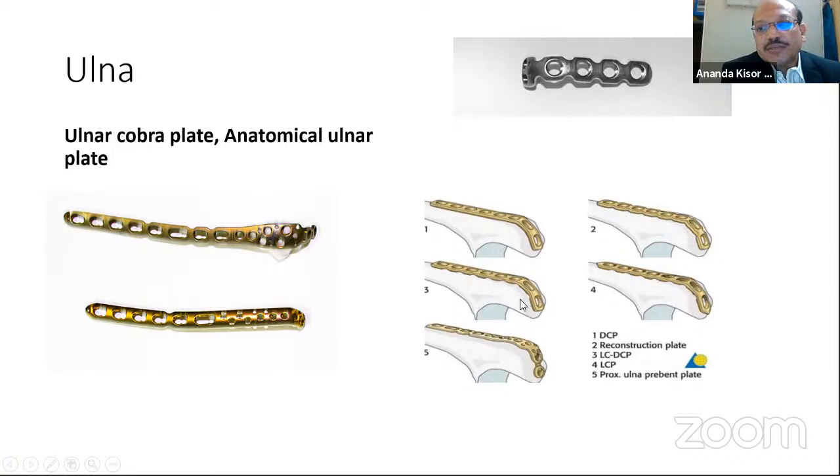This is the LCDCP. This is the LCP, and this is the proximal ulnar prebent plate, or the ulnar cobra plate. The main disadvantage of this one is that it is very heavy duty, which causes projection under the skin, and that causes ulceration and ultimately failure of the surgery. That is why a very low profile anatomical ulnar plate has come. And basically, how will you identify this?